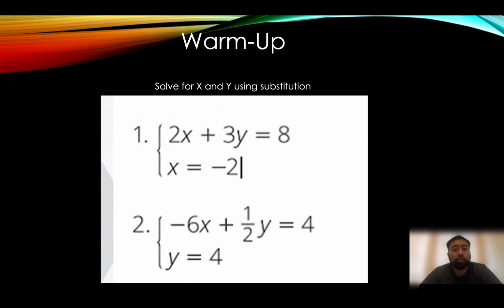Alright guys, on the first warm-up it says to solve for x and y using substitutions. So basically you're looking at number 1, 2x plus 3y equals 8, where x is equal to negative 2. Number 2 says negative 6x plus 1/2 y equals 4, where y is equal to 4. You're going to use this substitution technique.